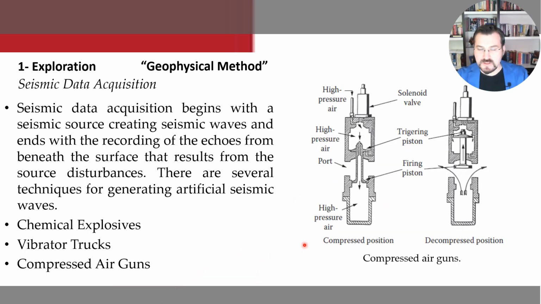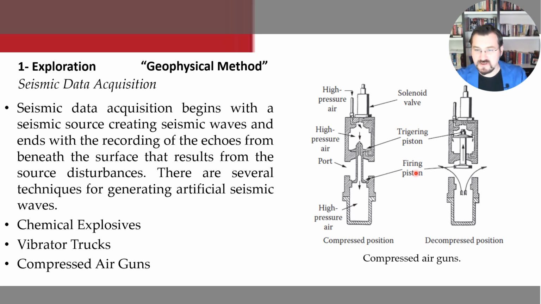Seismic data acquisition begins with a seismic source that creates the seismic waves and ends with recording of echoes from beneath the surface that result from the source disturbance we already mentioned. There are several techniques for generating artificial seismic waves. The most common are chemical explosives such as dynamite, mechanical vibrators called vibrator trucks, and compressed air guns.